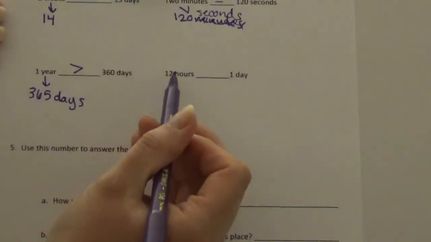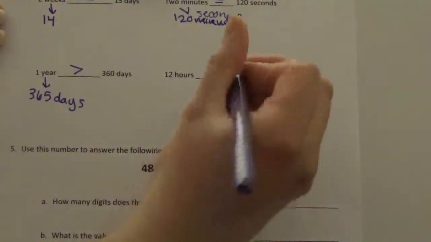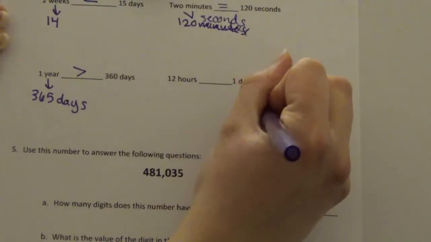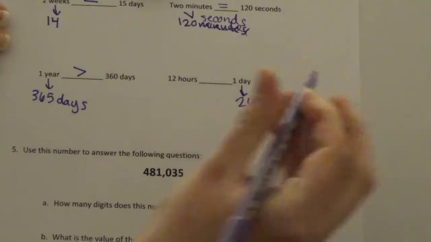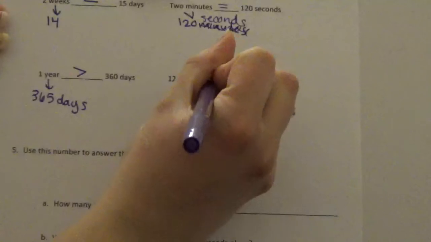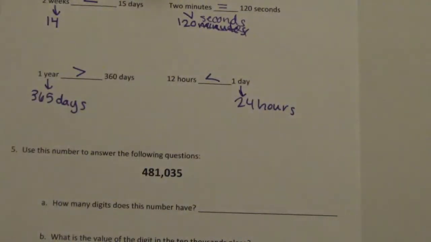And then over here, 12 hours is what to 1 day? Well, how many hours are in 1 day? 24 hours. So 12 hours is bigger than, less than, or equal to 24 hours. It's less than, smaller. So there you have that.